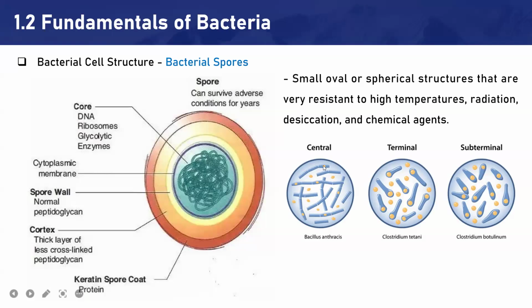such as in the center of the cell, with the representative being Bacillus anthracis. This bacterium can cause anthrax disease. It's very dangerous. And the second one, the spore located in the terminal of the bacterial cell, with the representative being Clostridium tetani. And another is Clostridium botulinum. They have the spores in the subterminal of the cell.